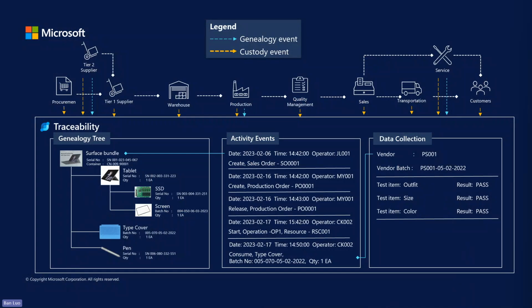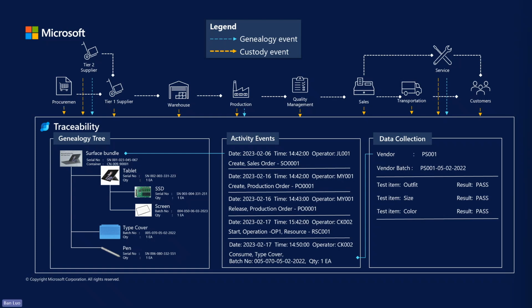Let's take a look at the business flow of traceability. The traceability feature is designed to track and trace across the entire supply chain management process, from sourcing and purchasing to warehouse management, manufacturing management, quality management, sales and distribution, and finally to customer service. We track two kinds of information.